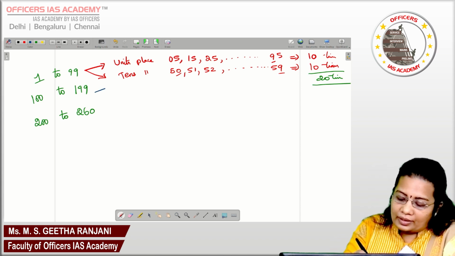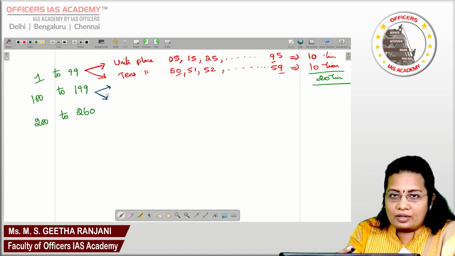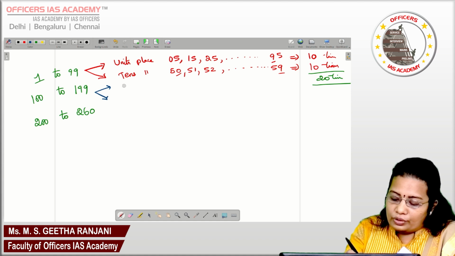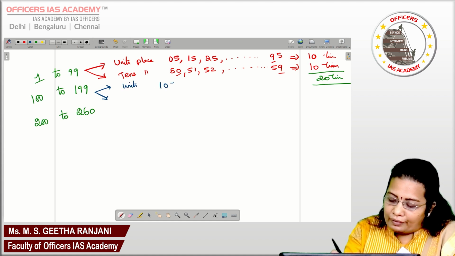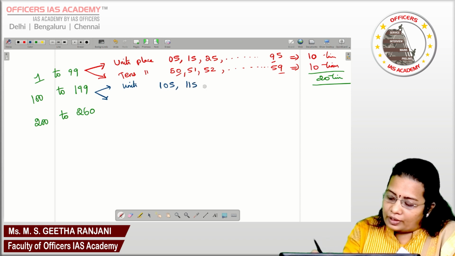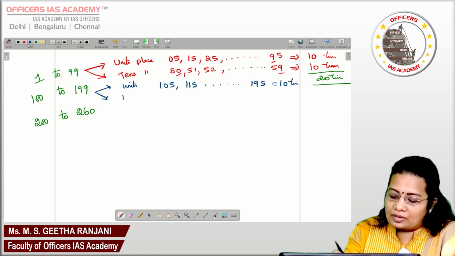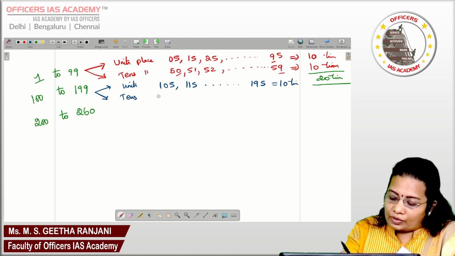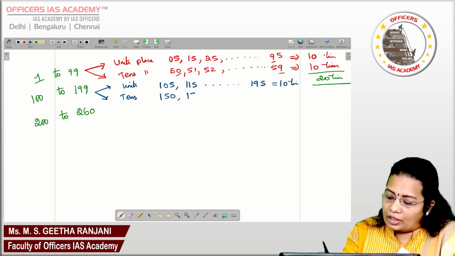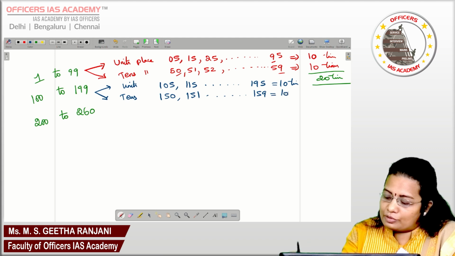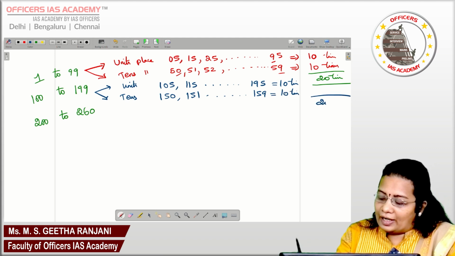Let's check the next range, 100 to 199. Here the units place is again the same: 105, 115, up to 195. In the units place, 10 times. And in the tens place, we will have 150, 151 up to 159. Again 10 times, totally 20 times under this section.